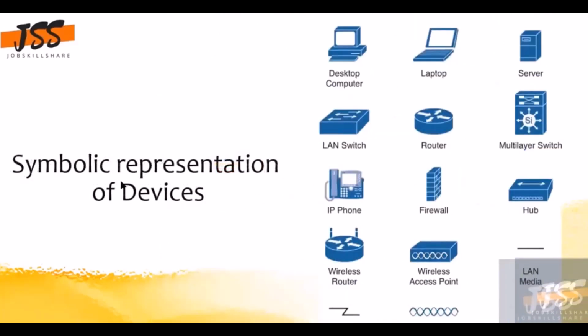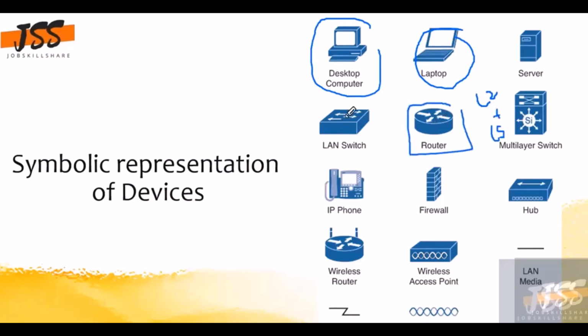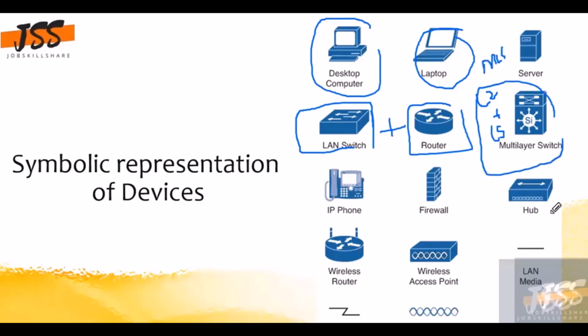These are just the symbolic representations of the devices. Like this is a desktop computer. We have this laptop that looks like this, and this is a server. These are the multi-layer switches we're going to discuss in CCNA, which have the capability of a layer 2 switch plus a layer 3 router. Otherwise, we have a separate device for the routers and a separate one for the switch. But if we combine these two things, it becomes a multi-layer switch. These are also known as MLS. Then we have hubs, LAN media, wireless access points, firewalls, and these kinds of things.